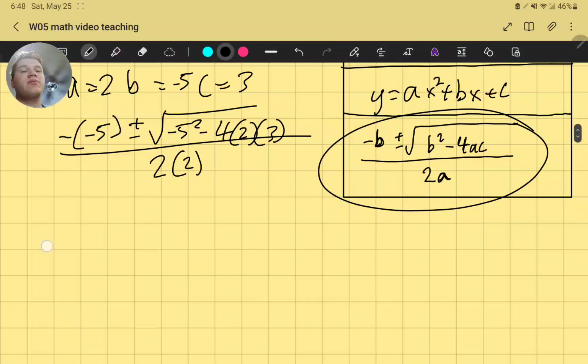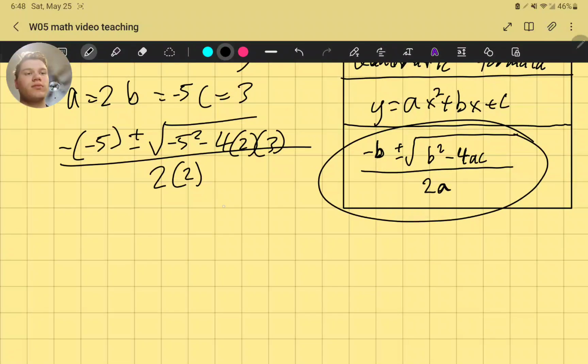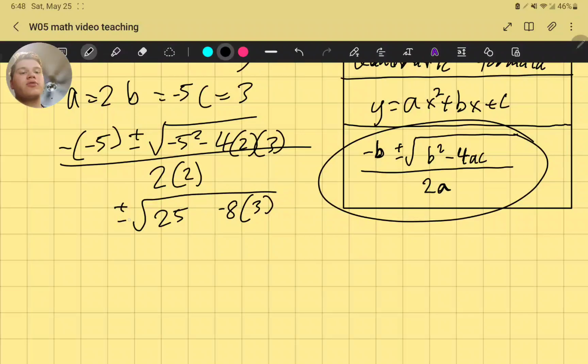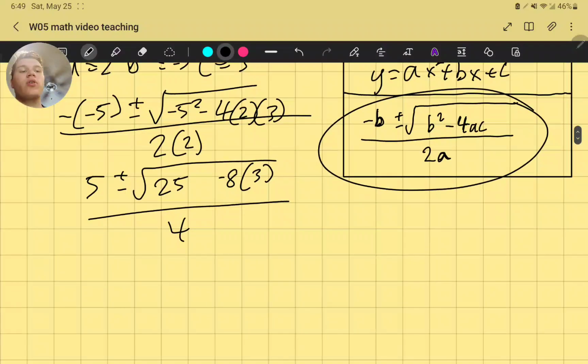And then we're going to simplify that. So we're going to take -4 times 2 times 3, which is -24, and 25 under the square root. The -5 is going to become positive 5, and 25 minus 24 gives us 1.